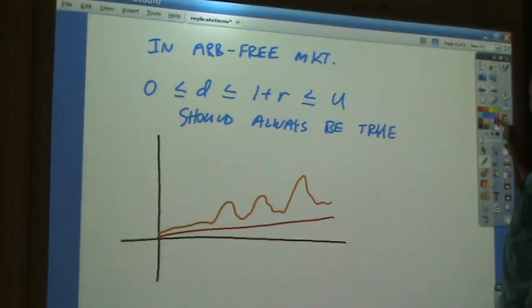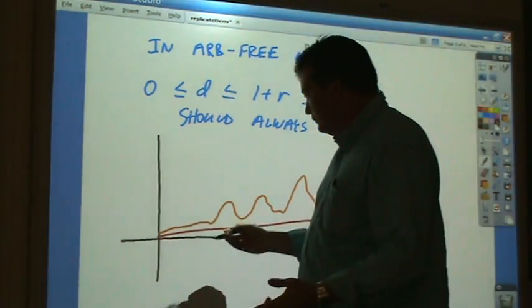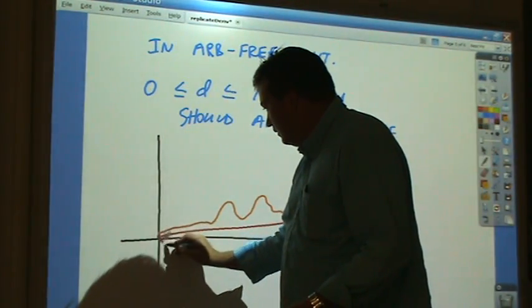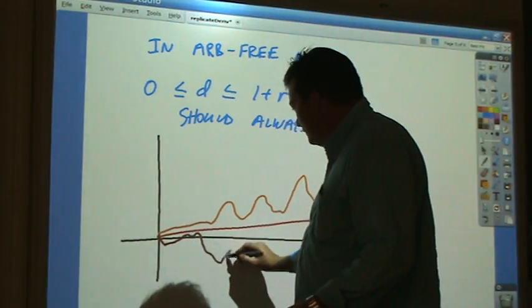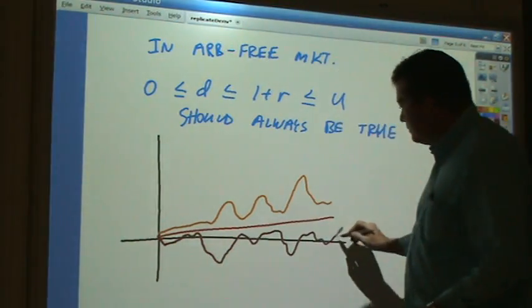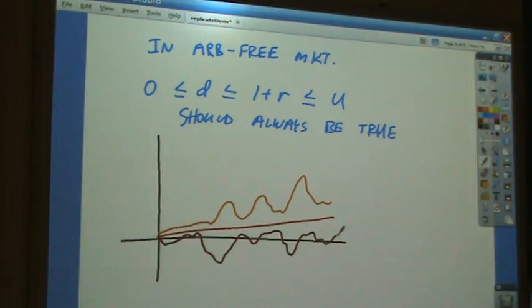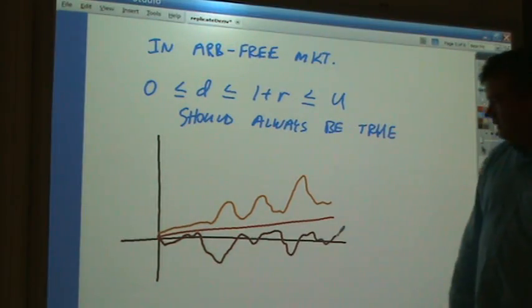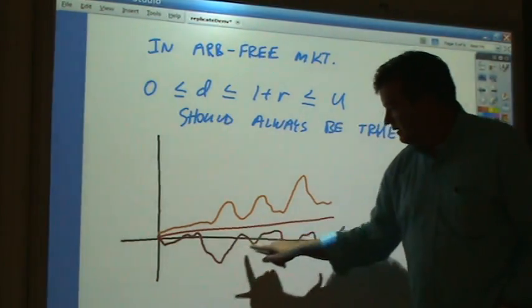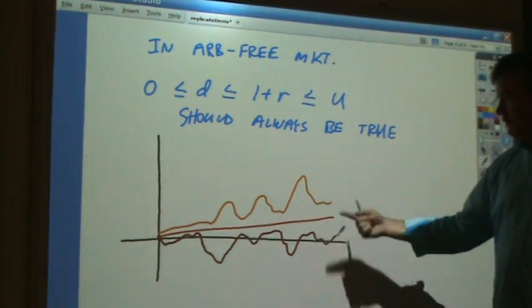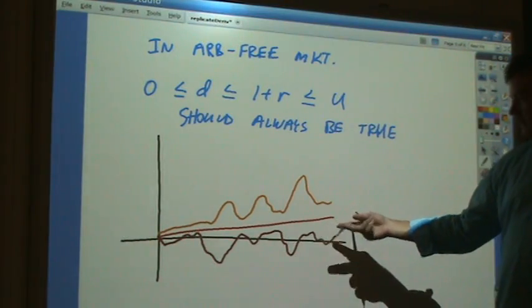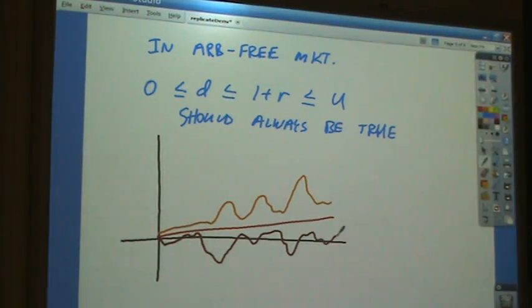And if there happened to be another investment that was always below, no matter what the market conditions are, we could never do better than the interest rate, then we could sell the investment and put the money in the bank. And then at the end settle up and we'd be guaranteed to make a profit.